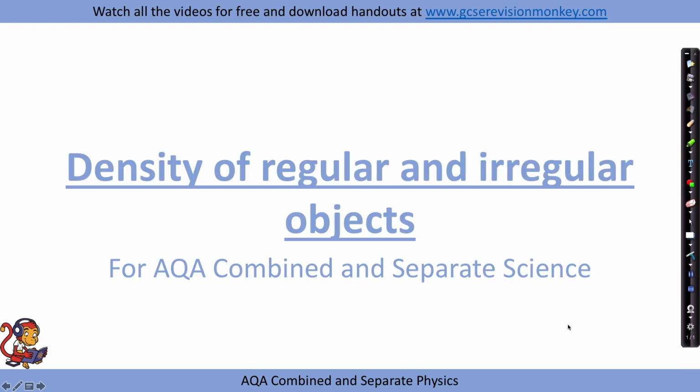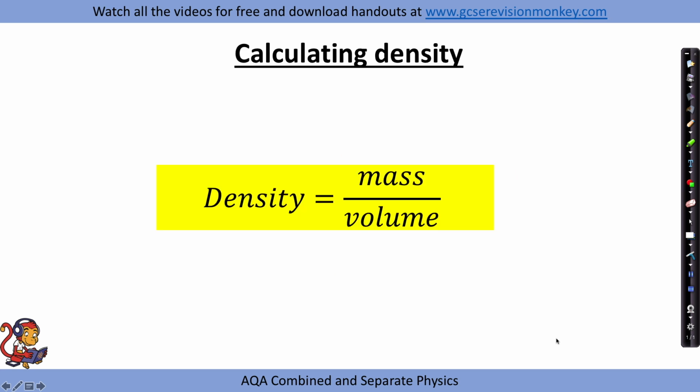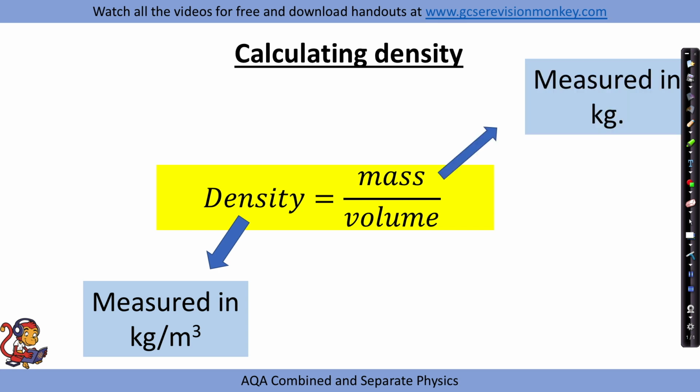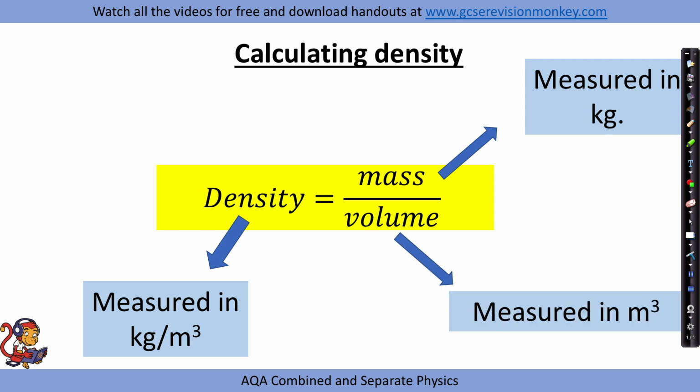Density of regular and irregular objects required practical. For this practical, we need to recall the equation density equals mass divided by volume, whereby density is measured in kilograms per meters cubed, mass is measured in kilograms, and volume is measured in meters cubed.